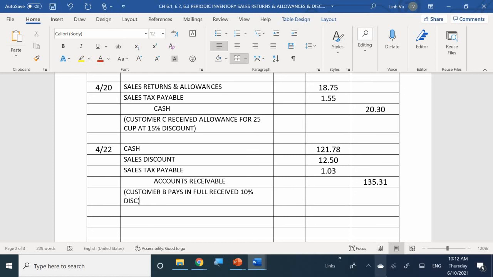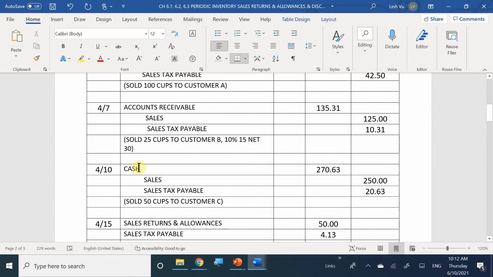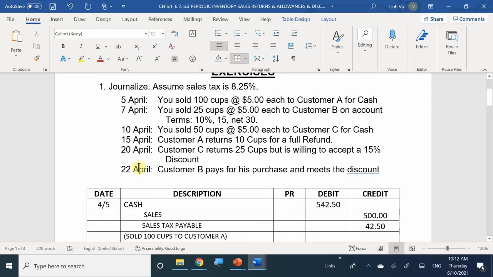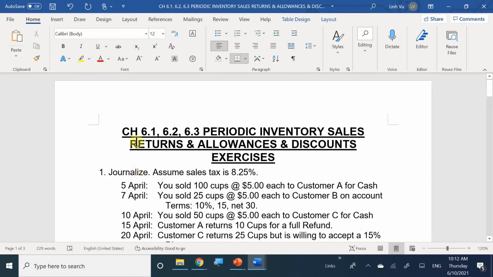Good. We will practice this more as we dive into our fictitious business because, like I've mentioned before, we're just looking at these things one step at a time. Any questions in regards to chapter 6.1 all the way to 6.3?